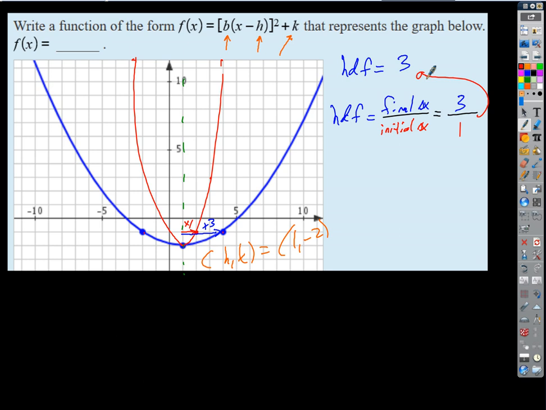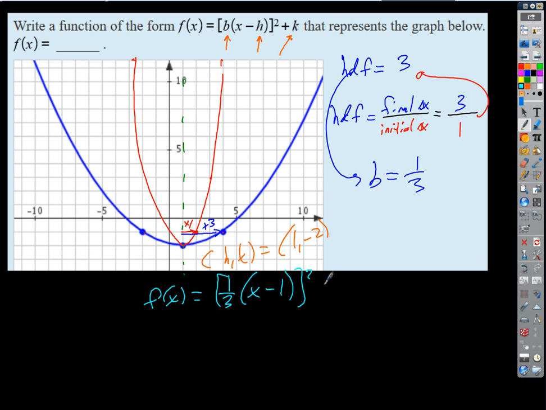If the horizontal dilation factor is 3, what's b? 1/3. What if the vertical dilation factor is 7, what's a? 7. But for horizontal, you have to take the reciprocal. So b is 1/3. All we have to do is plug those numbers in and we're done. So we get f of x equals 1/3 inside the function, times x minus 1, all squared, and then k is minus 2. That's it. No biggie.